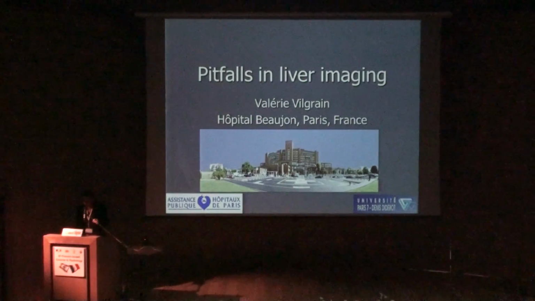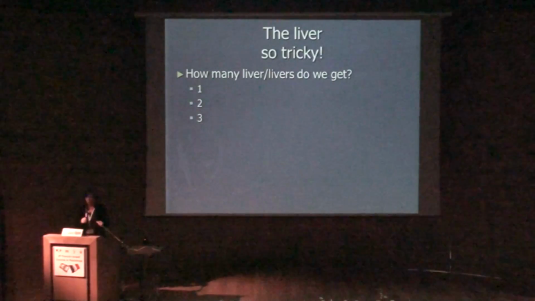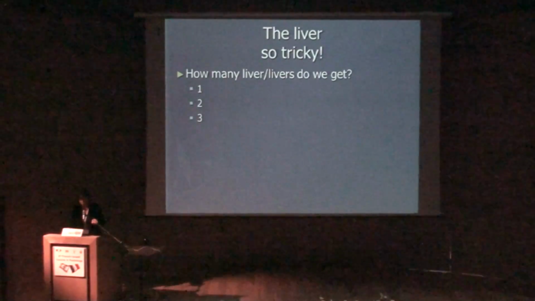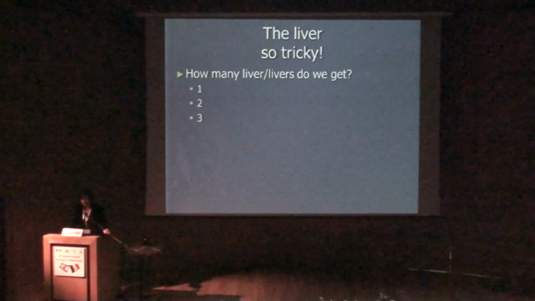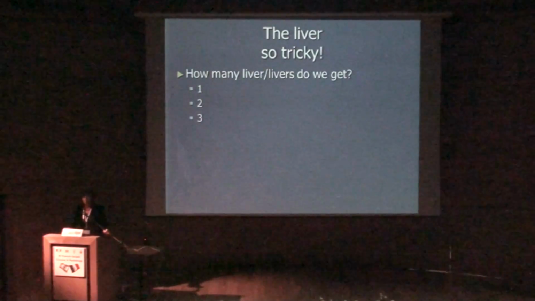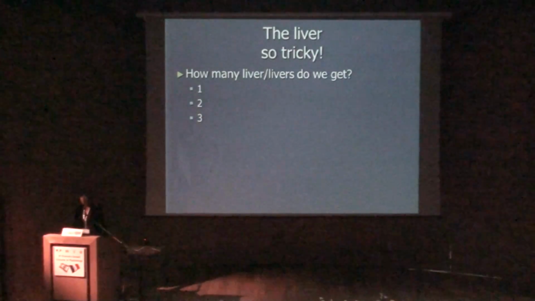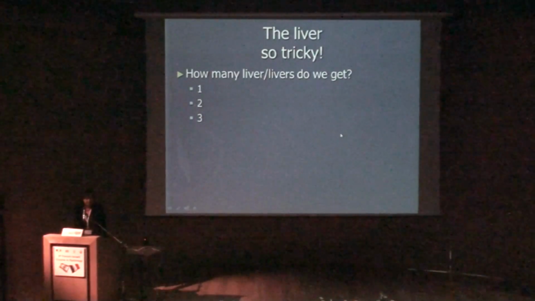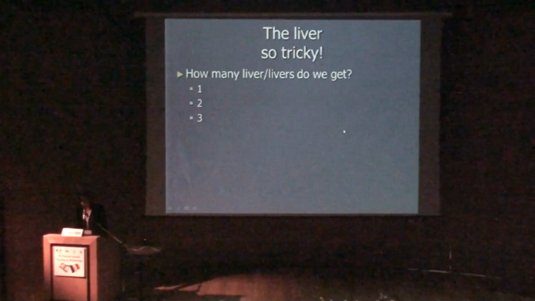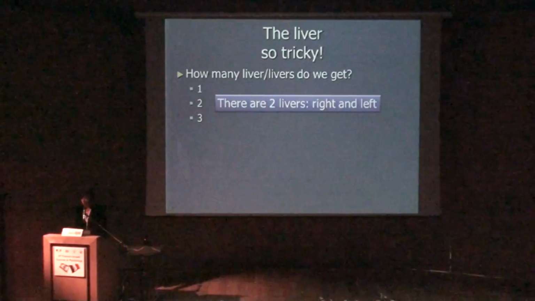Just before starting, I'd like to ask you one or two questions, because we may think that the liver is quite tricky. So how many livers do we get? 1, 2, or 3? What would be the best answer? Well, actually, we can think that we've got 1 liver, but it's not true. We have 2, the right one and the left one.